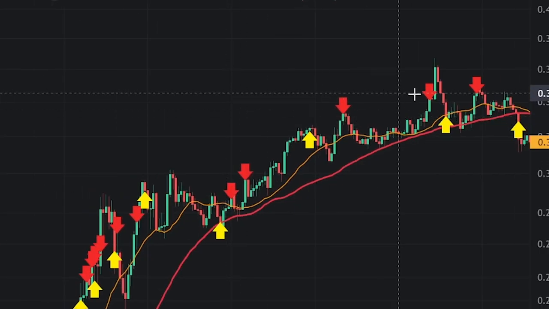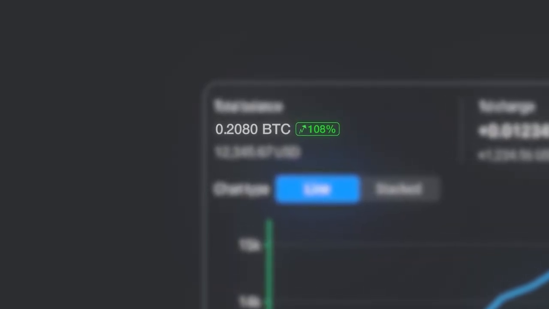Now let's talk about time. It all depends on how much time you have to trade. Honestly, this type of trading is super time intensive. You should be watching the charts like a hawk. But if you have a lot of time on your hands, if you are really hungry to grow your portfolio and to grow your account, this is how you do it.